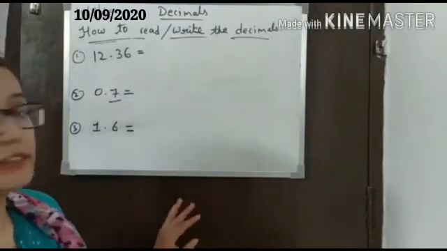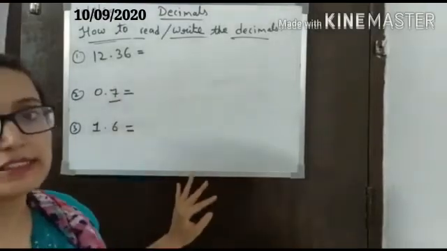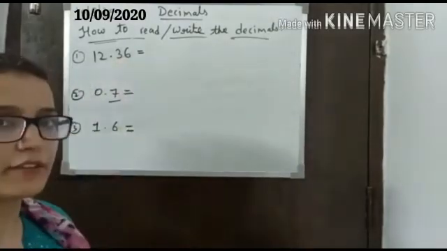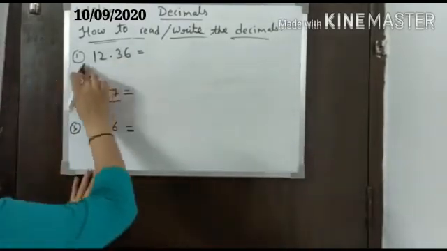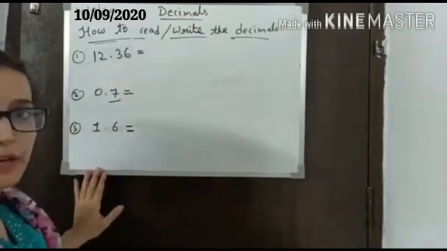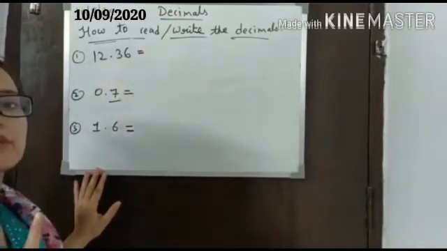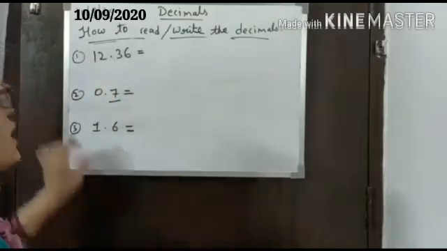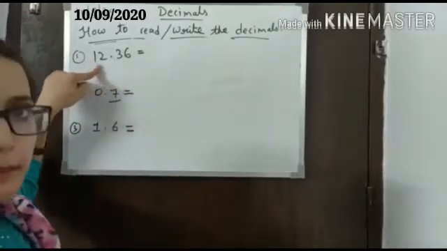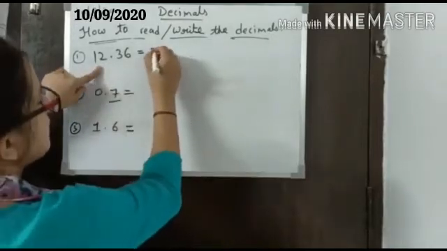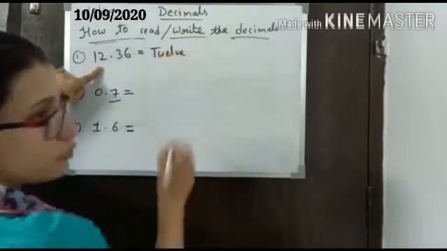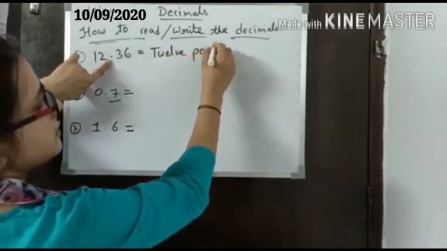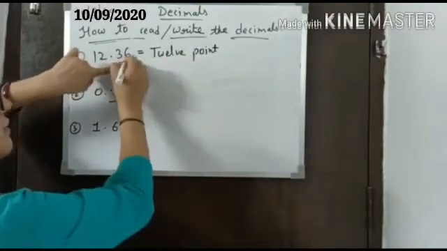Now we are going to learn how to read and write a decimal number. For this concept, I am taking 3 decimal numbers and we will solve them one by one. First we have to write this decimal number in words. So what we have to do is write the whole part first, then the decimal part. What is the whole part? Basically the whole part is the whole number. So simply we will write here 12, then point, then we will write the decimal part.